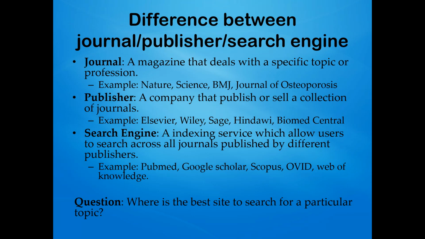So my question to you is, where is the best site for you to search for a particular topic? Let's say you are given a research topic by your supervisors. Where's the best site to search for previous work that has been done on the topic? Is it a single journal? Is it a publisher platform, or is it a search engine? For me, I would recommend you to use the search engine because it searches across the publishers and across many journals.